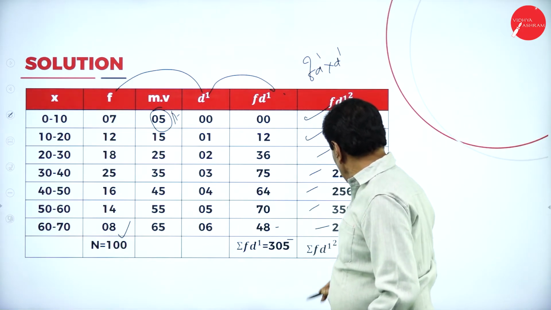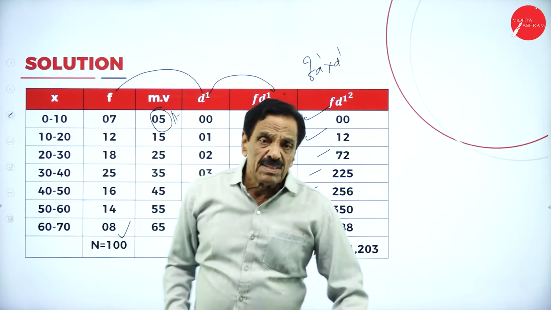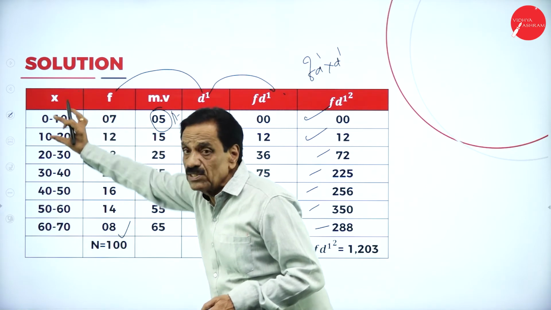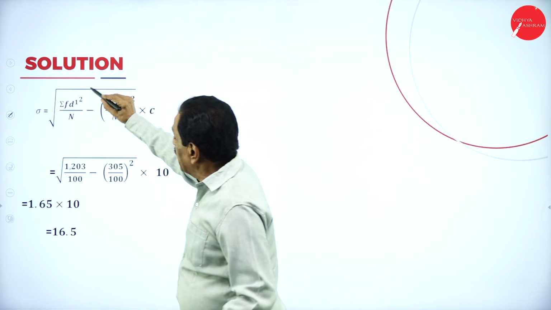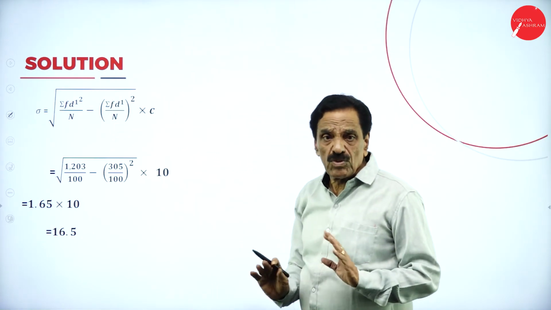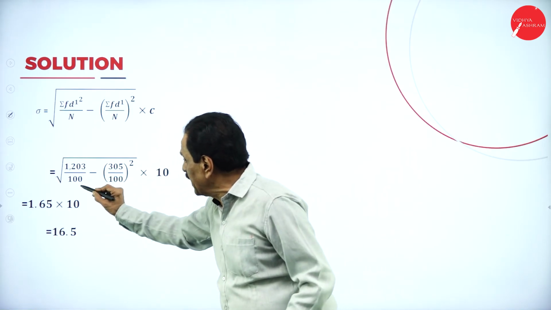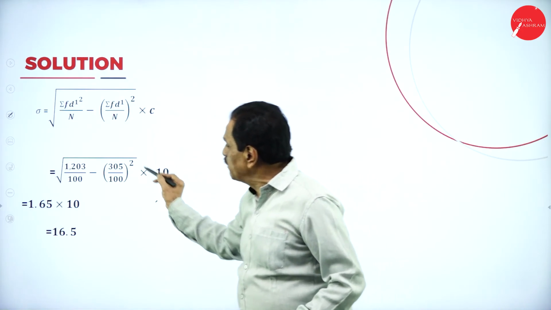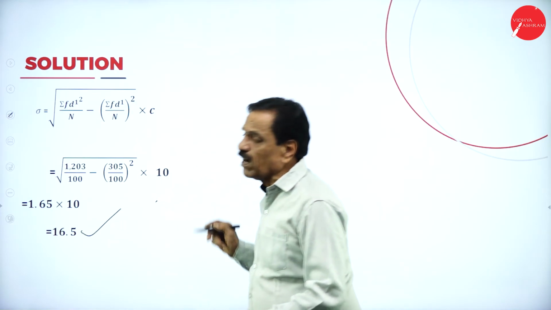Then f t dash into d dash gives the sum of f t dash square, which is 1203. Then we go with the formula. Here the class interval is 10, since 0 to 10 means a difference of 10. Sigma f t dash square divided by n, minus sigma f t dash divided by n whole square, into c. So 1203 divided by 100 minus 305 divided by 100 whole square, into 10. If you simplify this, you get 1.65 into 10, which is 16.5.